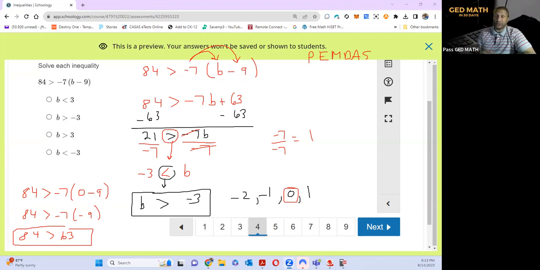So this question here basically will detail isolating the variable, the distributive property, combining like terms.